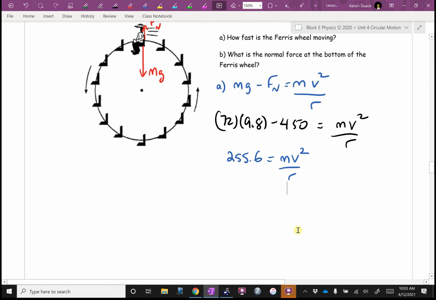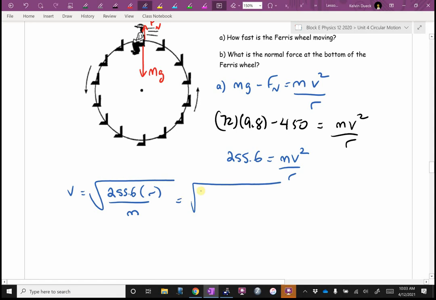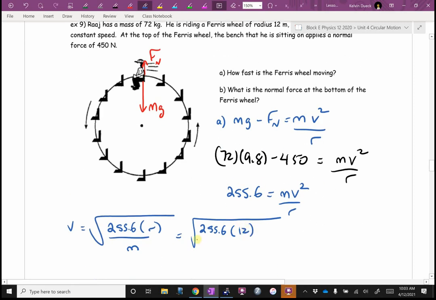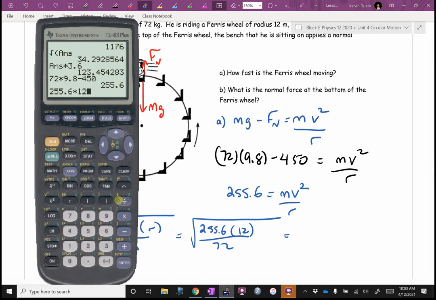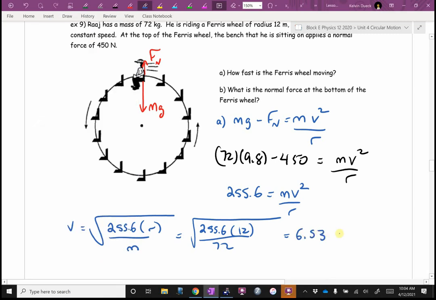Kyle, how would I get the v by itself? So v is going to be the square root of 255.6 times r divided by m. The square root of 255.6 times, what was the radius? 12, divided by 72. And I get 6.526, I'll write 6.53 meters per second. Cool.